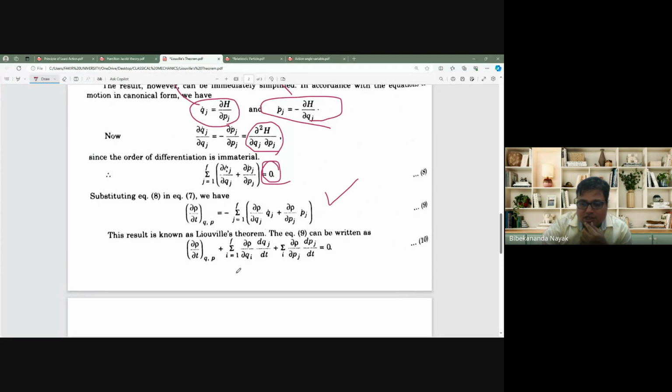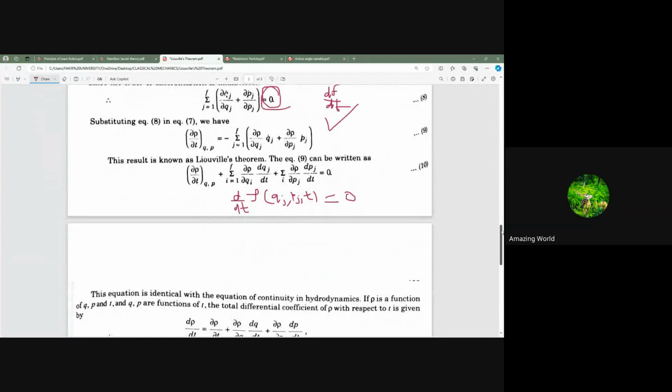This is actually dρ/dt, where ρ is a function of q_j, p_j, t, equal to 0. You know that if f is a function of x, y, z, then df/dt will be how much? ∂f/∂x into dx/dt plus ∂f/∂y into dy/dt plus ∂f/∂z into dz/dt. Is it not?